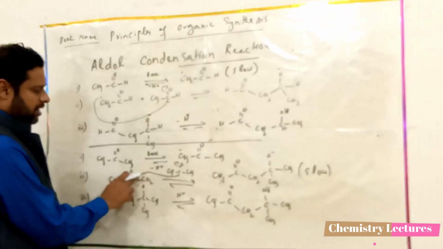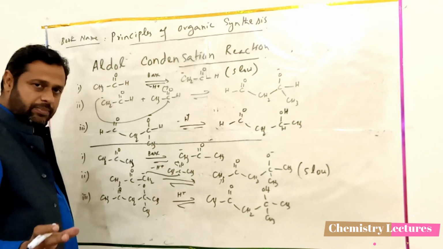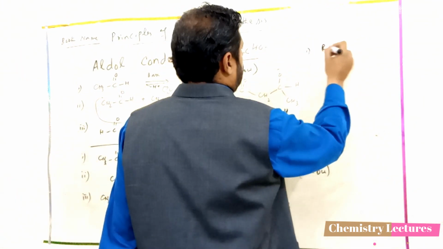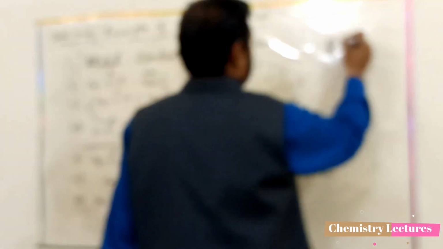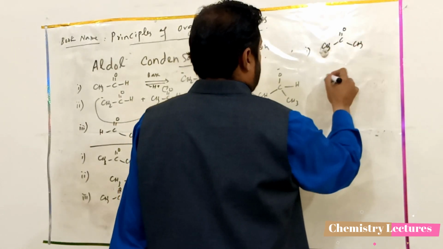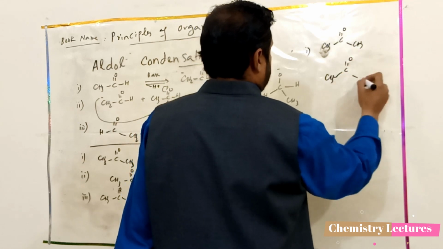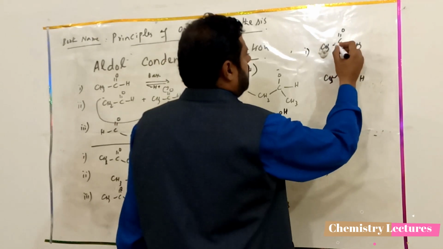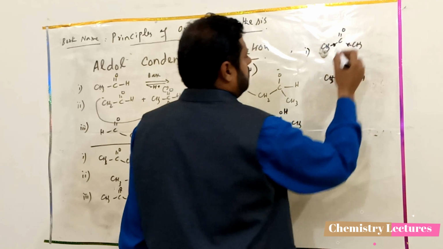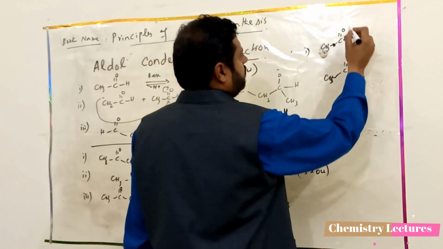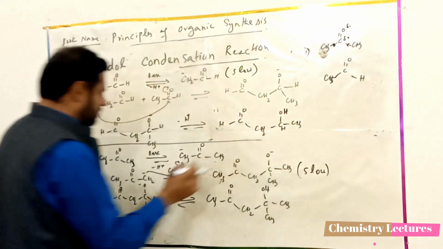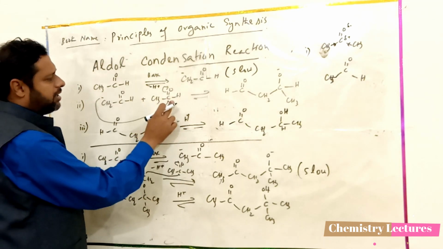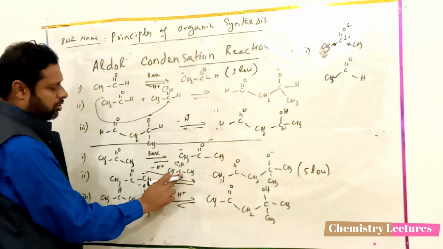The attack of this carbanion on this carbonyl group is the slow step. It is very difficult to attack due to two reasons. Number one, when you have two methyl groups attached to the carbonyl group, in the case of aldehyde we have attached only one methyl group. So one reason is electronic. These two methyl groups donate electrons to the carbonyl group, so the partial positive charge of the carbonyl carbon is decreased. The aldehyde carbonyl group is more positive compared to the ketonic carbonyl group.